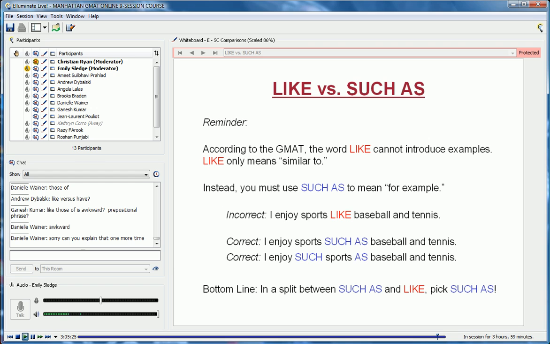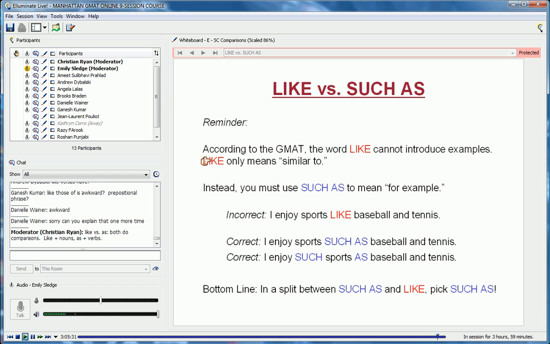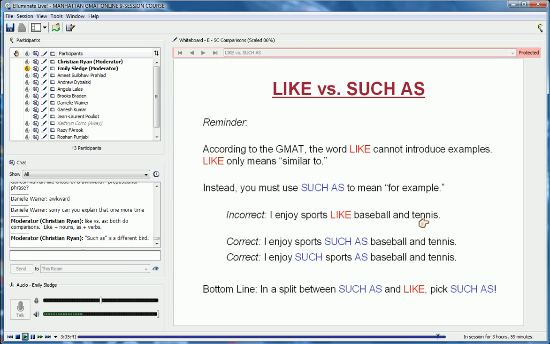And let me show you some quick examples. "Like" means similar to, and according to the GMAT, that's the only role it should play. In everyday life, we might say things like this: I enjoy sports like baseball and tennis, and we mean these are two sports that we like. The GMAT views that as ambiguous because it could mean that I don't like baseball and tennis, I enjoy badminton and cricket. Those are sports that are like baseball and tennis. So their take on this is if it's an example, you use "such as." And you can even separate the "such as" with another word, "sports" in this case, because that's the type of example we're listing. Give me a smiley face if this is making sense.